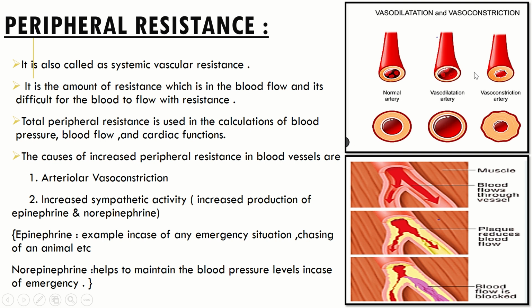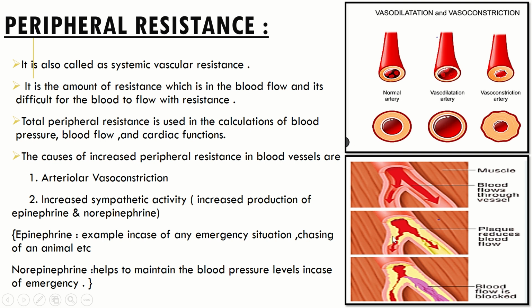As you all know, this is a normal artery, and this is the diameter of the artery. Here you see vasodilation, an increase in the diameter. Here is vasoconstriction, where the blood vessel is shrunk and the blood flow is diminished. It is very little, minimal, compared to normal. So peripheral resistance is the resistance created during the blood flow. If you see this picture, it is very clear. This is the normal situation, where blood flows in the blood vessels. This is the plaque formation, the fat deposition.